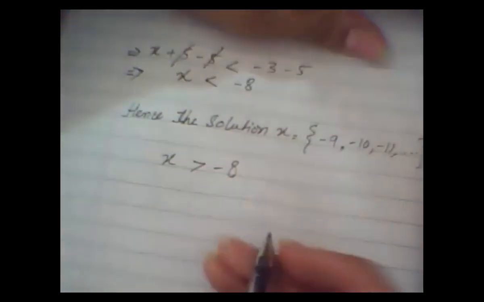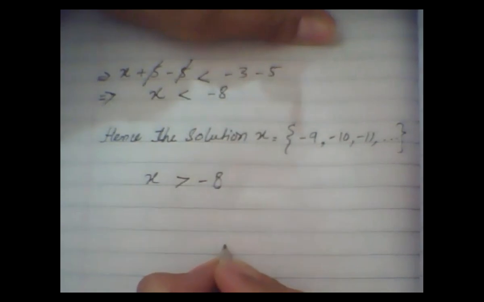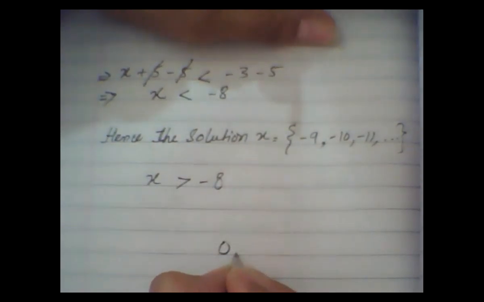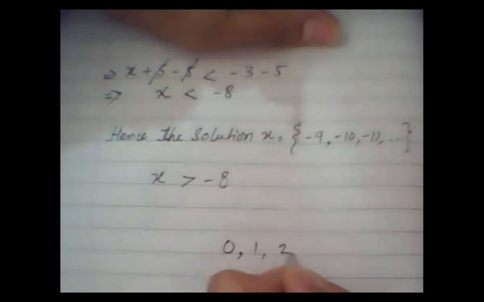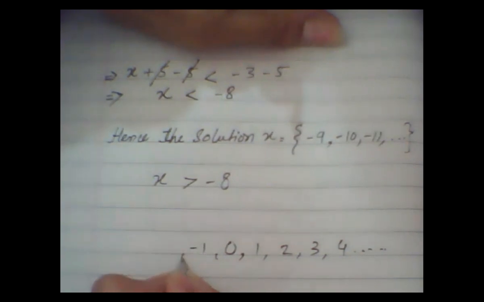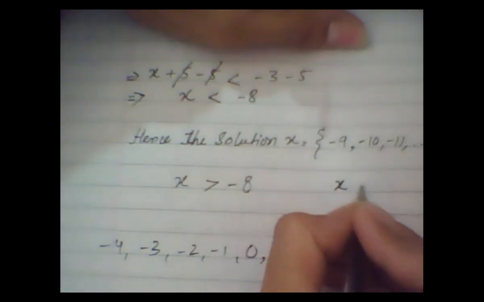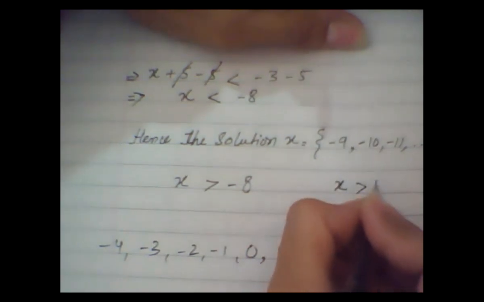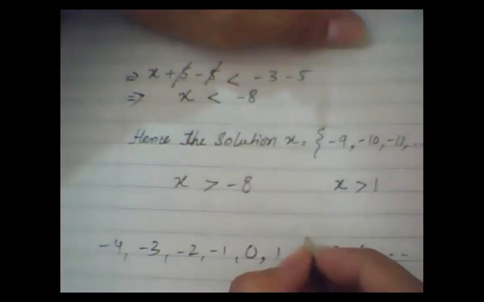Remember this: whenever you are finding the answer, 0 is in the center. Here 1, 2, 3, 4, and so on, and here the negative numbers are there. When x is greater than 1, we have to move towards the right hand side. So the solution set will be 2, 3, 4, and so on.